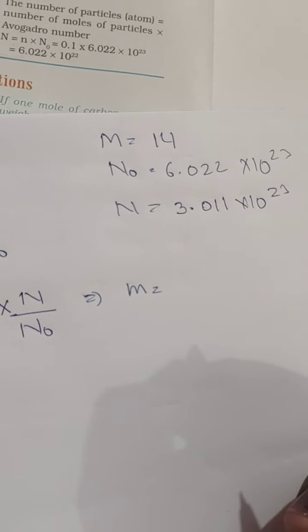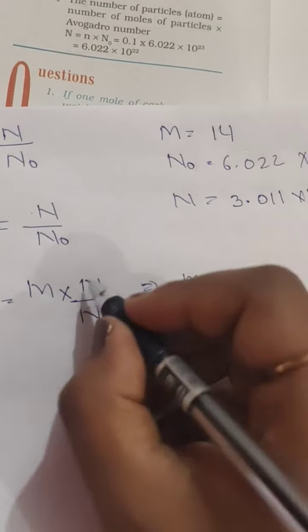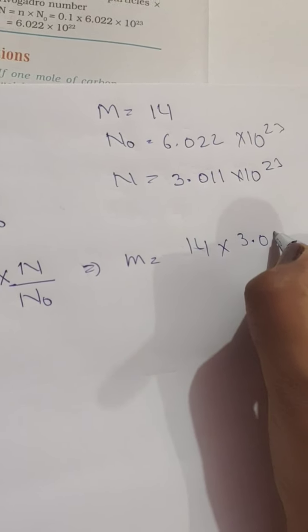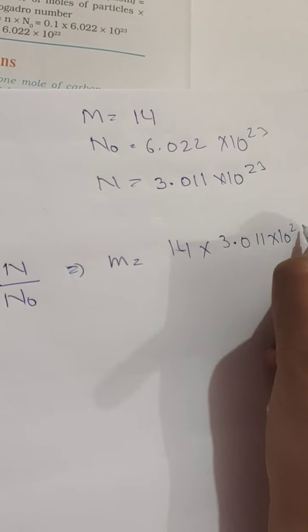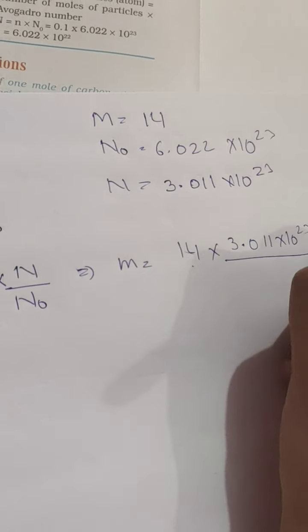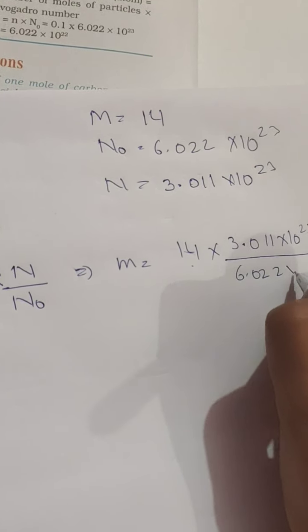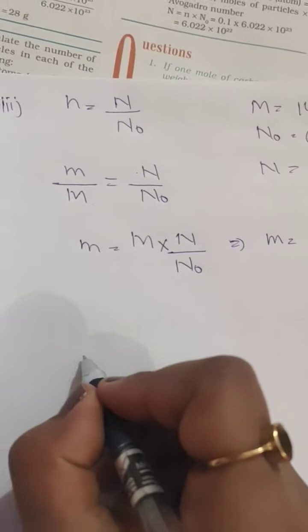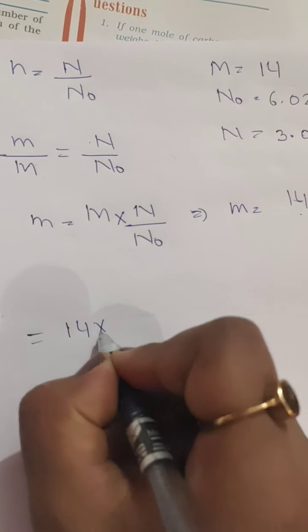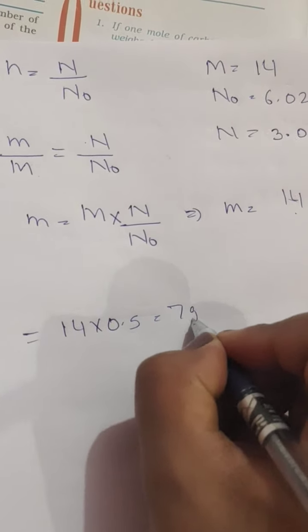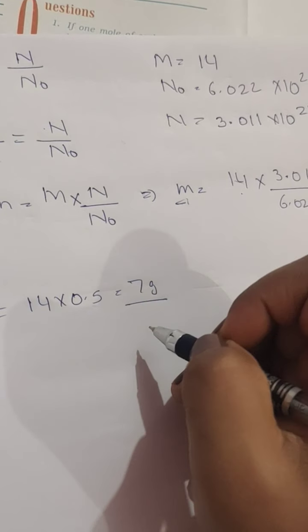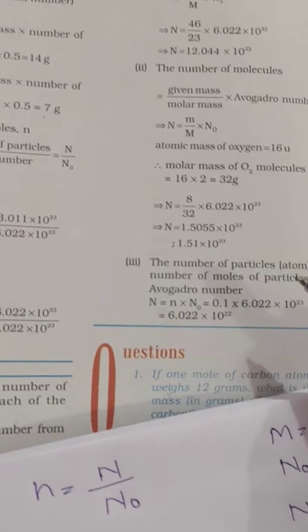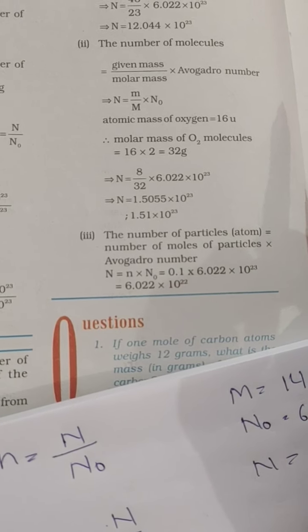So all these values have been given. So we can easily place. So M is 14, N is 3.011 into 10 to the power 23 upon 6.022 into 10 to the power 23. So we can calculate this, and the answer will be 14 into 0.5, which is 7 grams. So the next one is, we'll do this one as well, and the other one we'll do after some time.